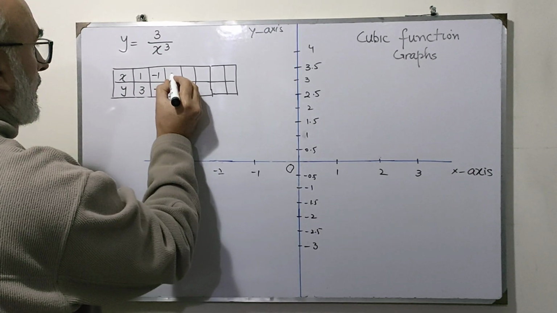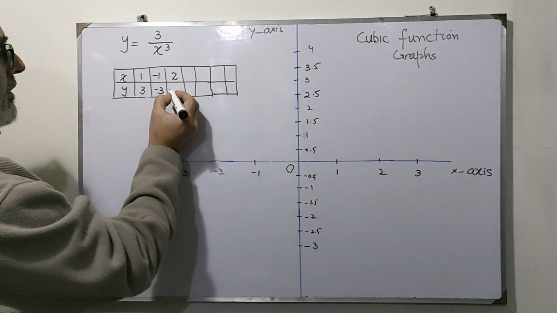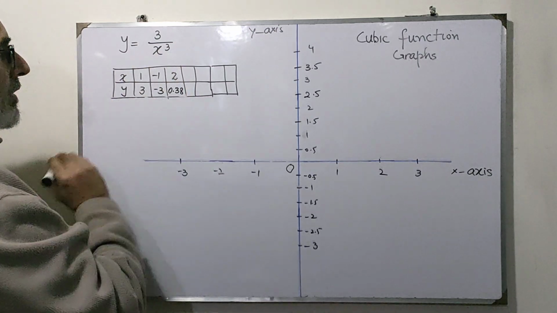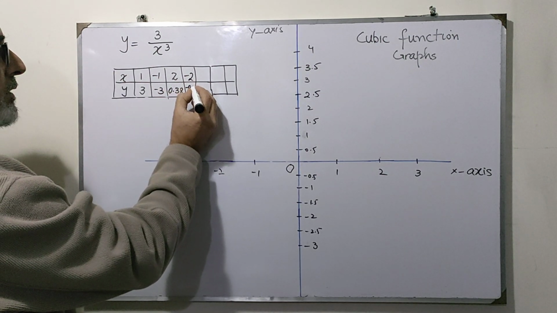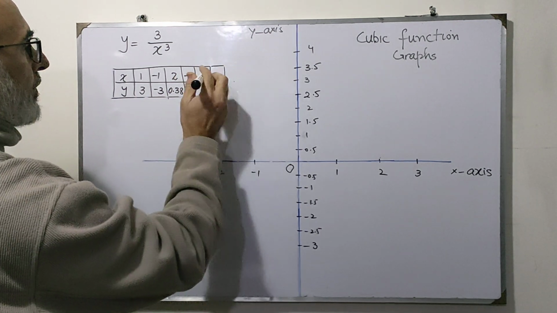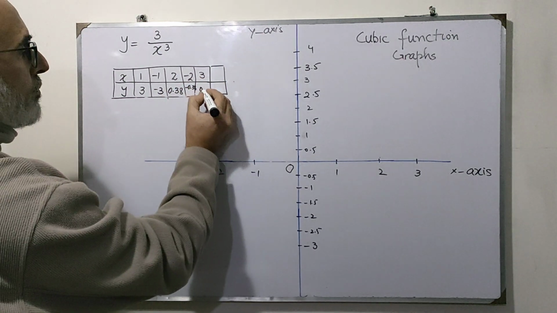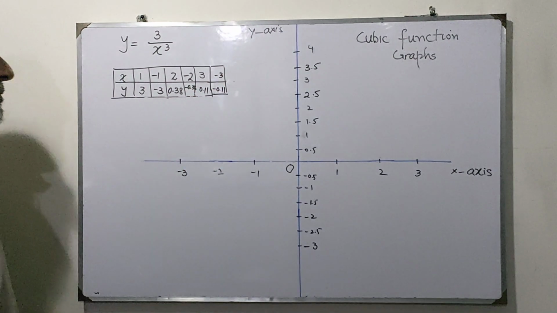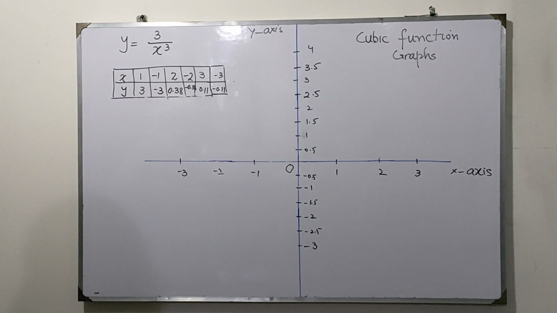Now for 2, it's going to be 3 over 8, and the value turns out to be like 0.38. For minus 2, it is minus 0.38. Then let's take 3 divided by 9, and I'm going to get 0.11, and for minus 3, minus 0.11. So these are the points, and now let's plot these points.